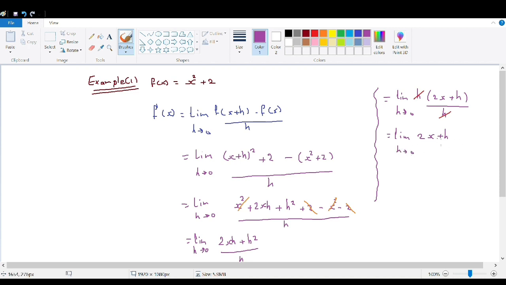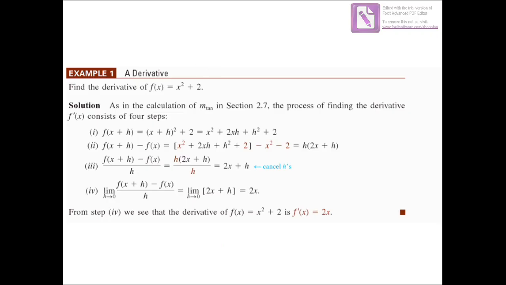Since this is a polynomial, we just need to replace h by 0, so this will give us 2x plus 0, which is equal to 2x. So we conclude here that f prime of x is equal to 2x. So the derivative of x squared plus 2 is given by 2x.